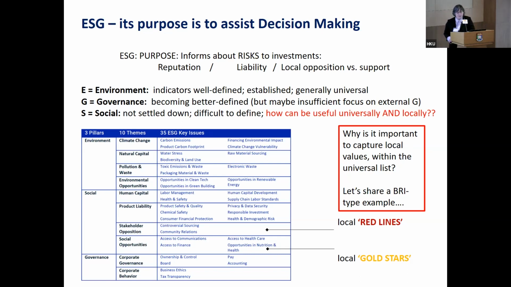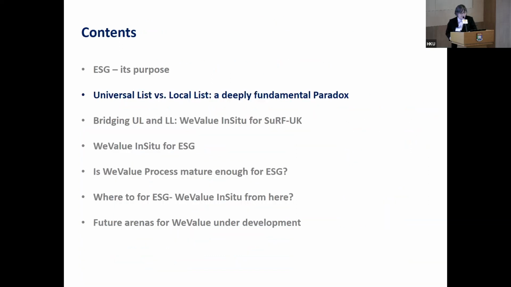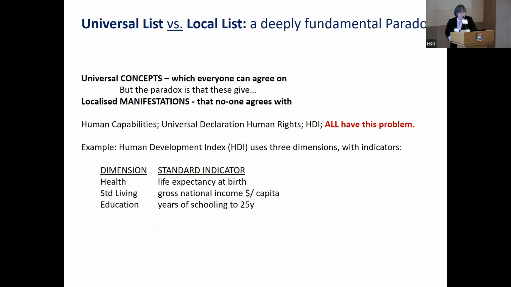And we need to be careful about this universal versus local interpretations. So I want to dwell on this for a moment. Universal concepts are those which everybody can more or less agree on. Human rights, for example. But the problem is that these give localized manifestations that maybe no one agrees with. So all of these kind of universal lists, human capabilities, Universal Declaration of Human Rights, the Human Development Index, they all have this problem. I'm going to give you a down-to-earth example.